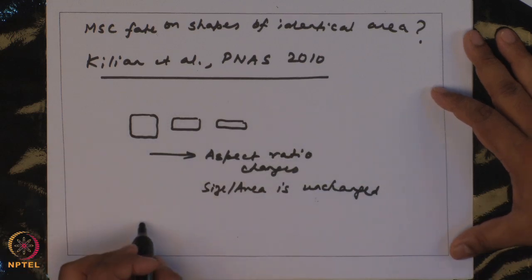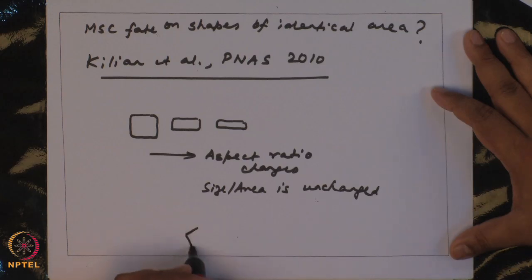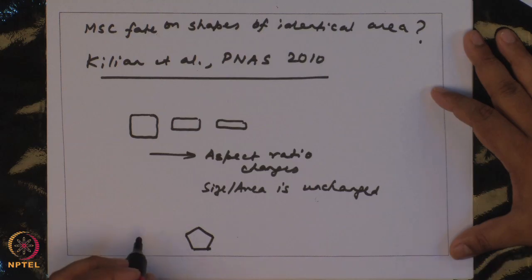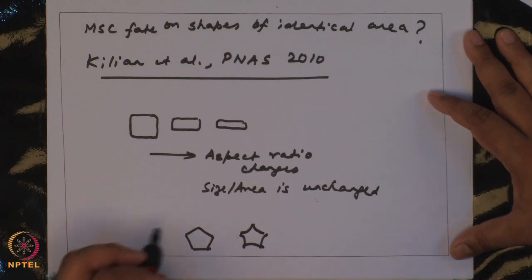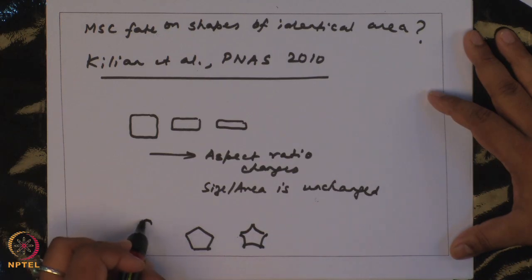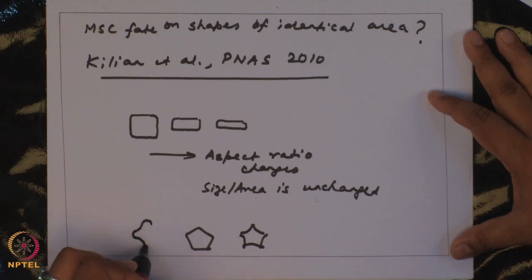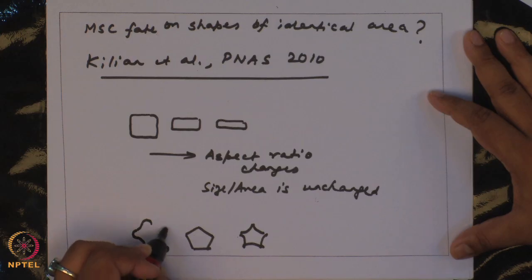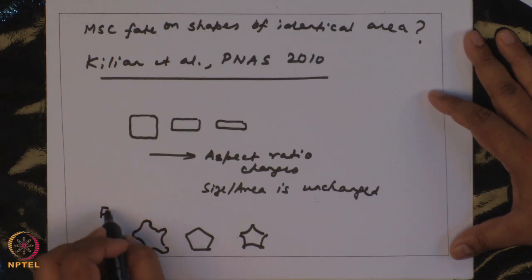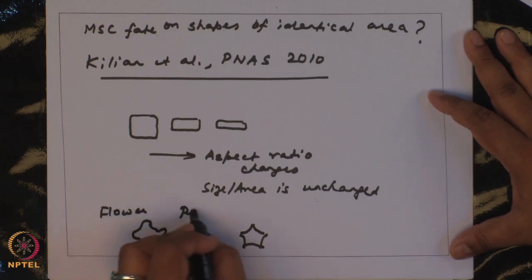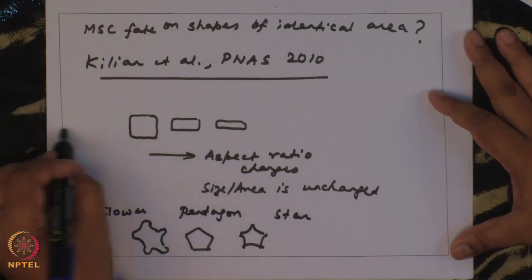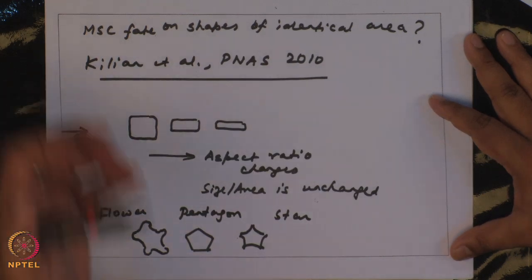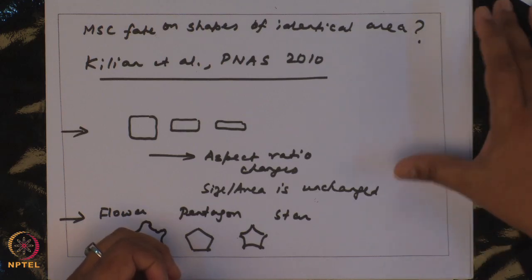In another set of geometries, they took a pentagon and generated two different geometries from it, one in which they rounded the interior to form a flower, and another in which they formed a star shape. So, this is a pentagon and this is a star. In both these cases you have different shapes, but identical areas.